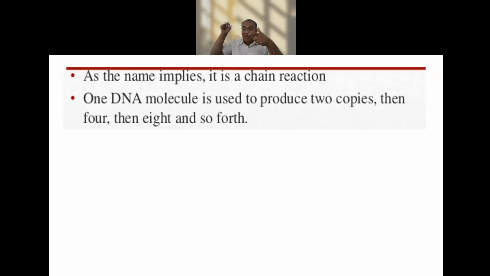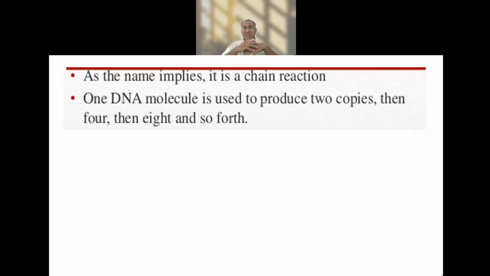As the name implies, it is a reaction. Polymerase chain reaction, using a polymerase. It's a chain continuation of the cycle: cycle 1, cycle 2, cycle 3, cycle 4, and it is a reaction. It's a cascade type of reaction. The name itself tells me it's a chain reaction using a polymerase, so I call it a polymerase chain reaction.